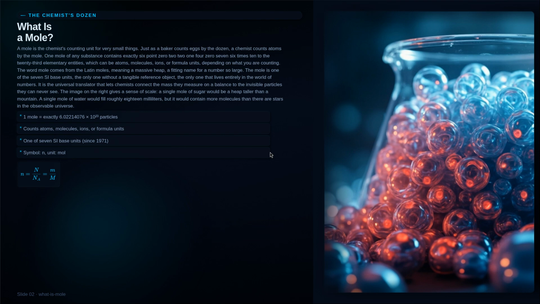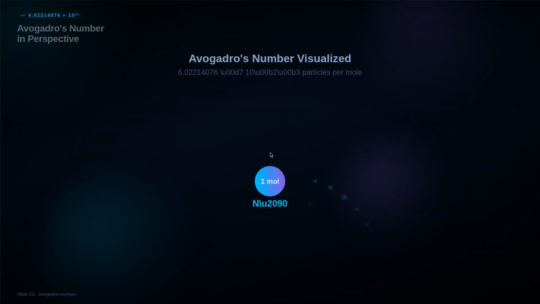Think of the mole as a counting unit, like a dozen eggs, except each mole counts 602 sextillion particles at once. That is an unimaginably large number, but atoms are so small that we need an unimaginably large count just to weigh them on a laboratory balance.